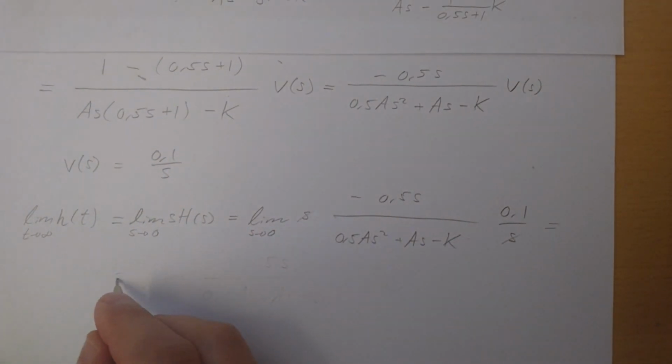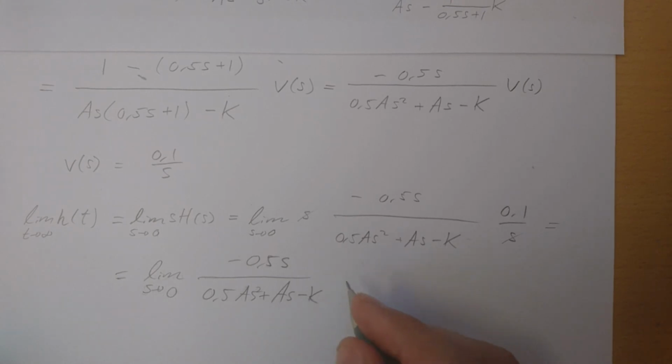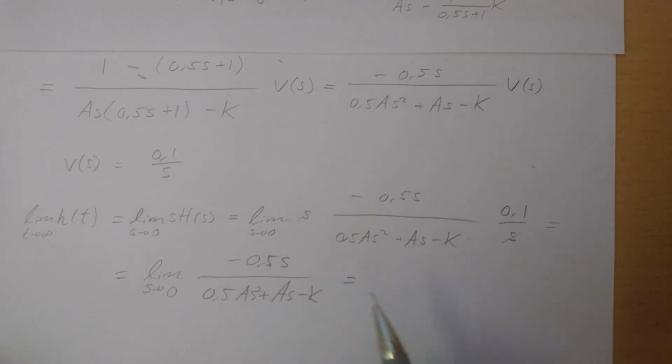And what remains is just this limit for 0.5 s on 0.5 A s squared plus A s minus K. And since we have s up here in the numerator, this whole thing is going to become 0 when s approaches 0. So that's what we get. And that's good, right? That's what we wanted. So by introducing this proportional controller, we could obtain the limit that was desired, because we wanted to keep the water level constant on this operation point, which we defined as 0. Alright, I guess that's everything with exercise 7.2.